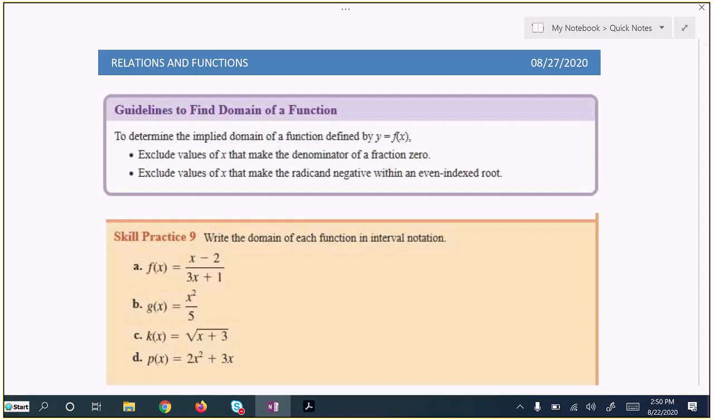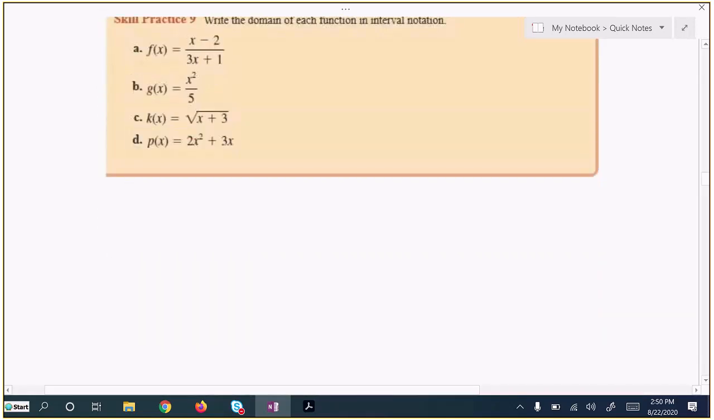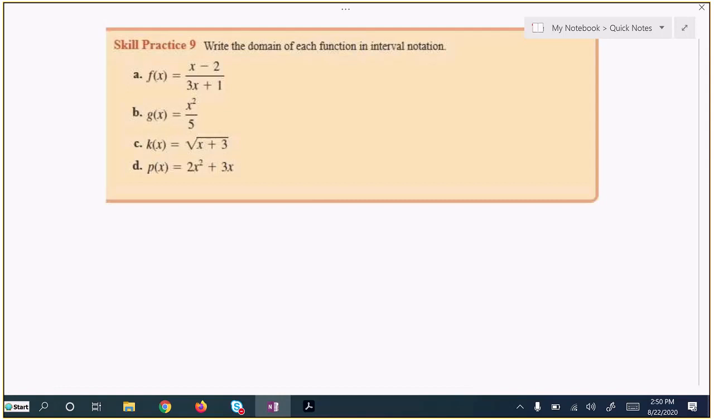We also want to exclude values of x that make the radicand negative with an even indexed root. So if we're taking a square root, fourth root, sixth root, etc., then we have to make sure that we don't know how to take the square root of a negative. So whatever's under that square root or fourth root or sixth root cannot be negative. Okay, so we have a couple of functions to practice with here.